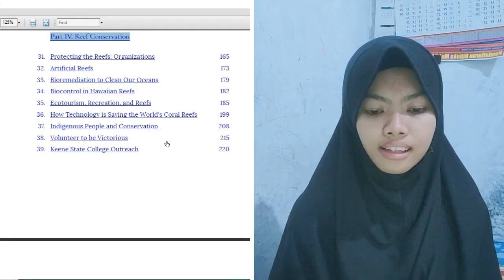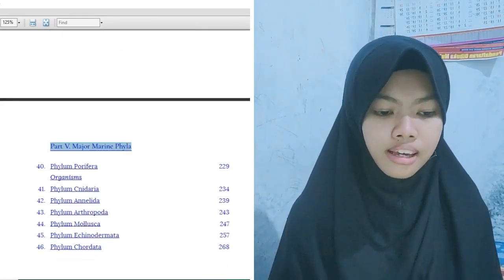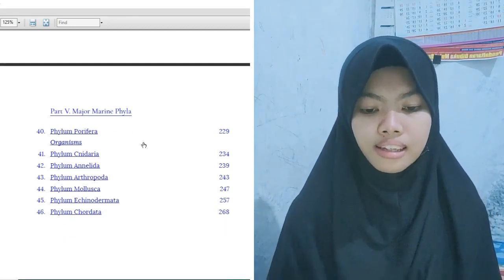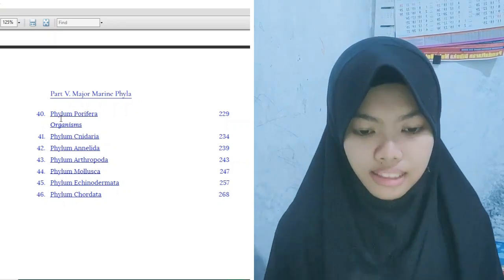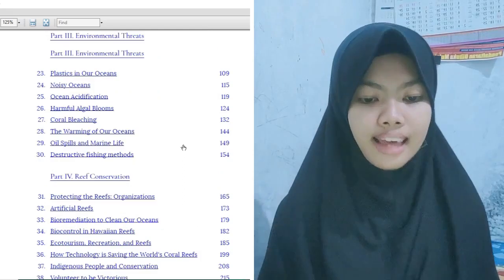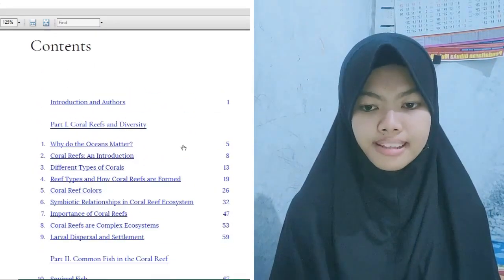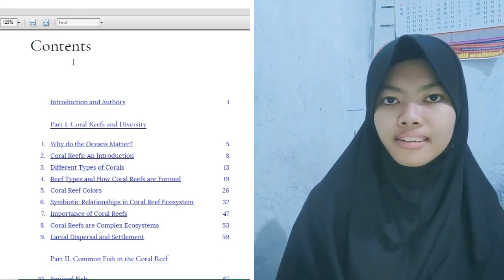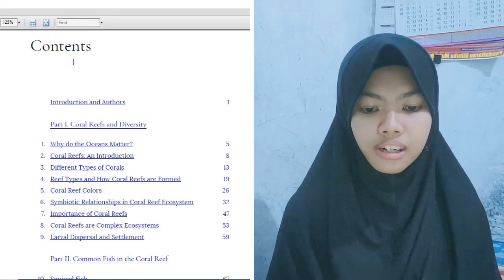Then the last chapter, I think this is just additional information for us that in the ocean there are many phyla, and this is the major marine phyla. Okay, then I think that's all for the short description. Okay, then I'm going to tell you what this book is best for.